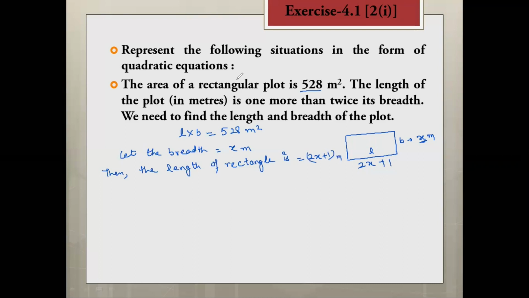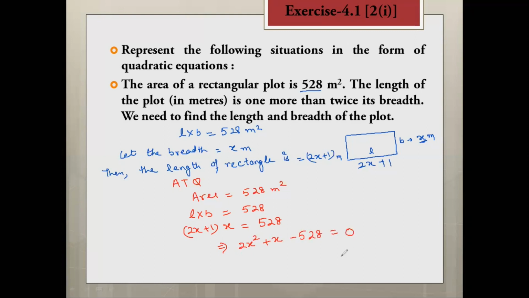Then according to the question, what is given? Area is 528 meter square. Now area is length into breadth. Now length is 2x plus 1 and breadth is x, equals 528. It means we have 2x square plus x minus 528 is equal to 0. So that is your quadratic equation according to this given situation.